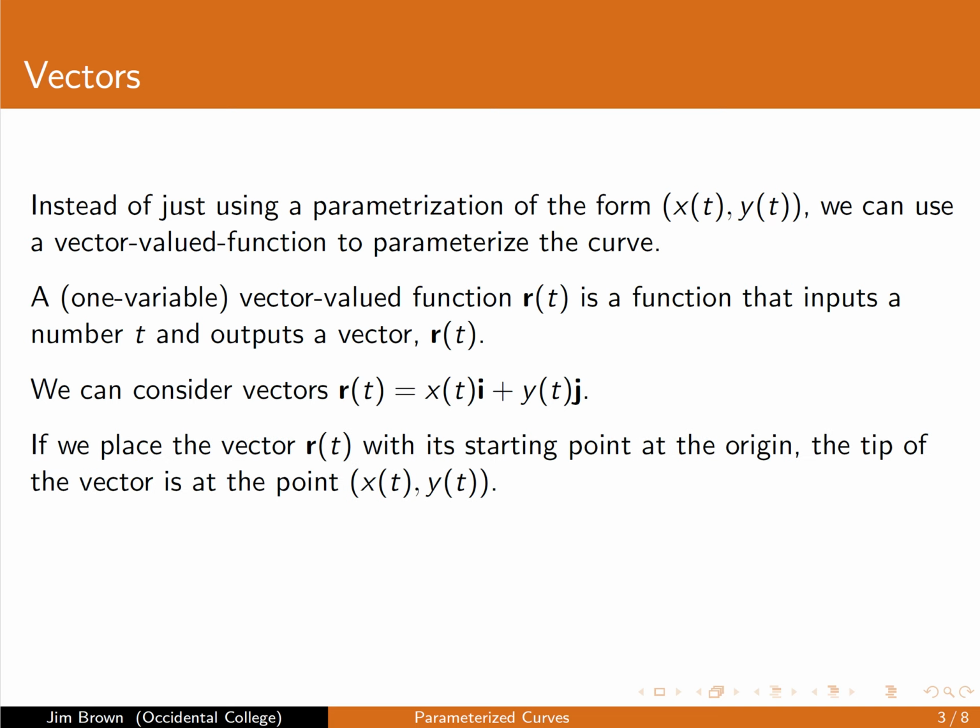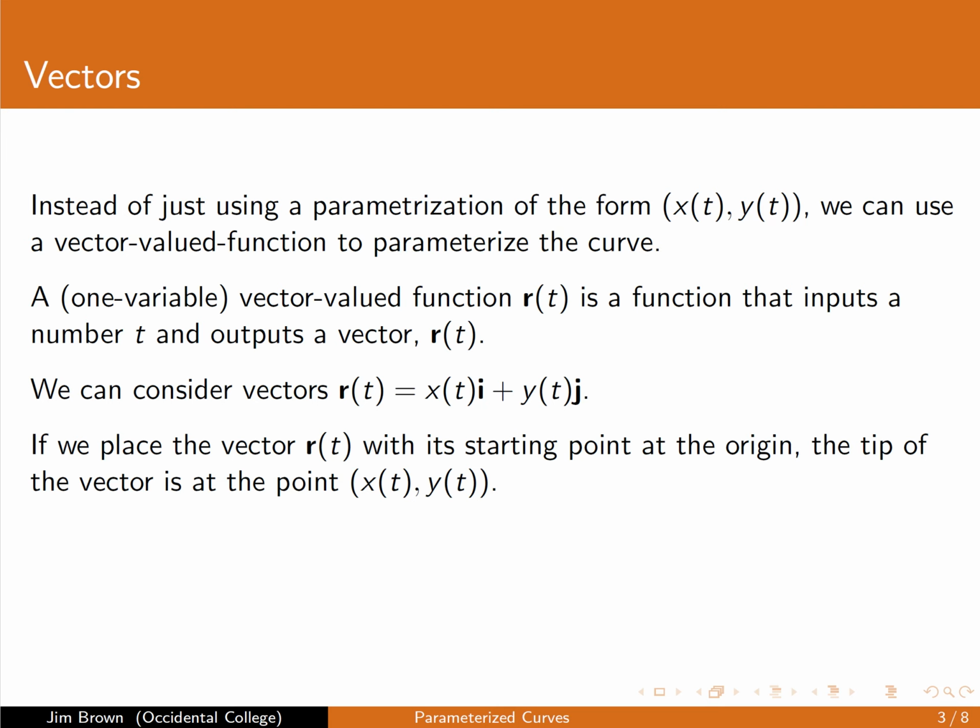So if we take this vector r of t and we put its starting point at the origin, well, then the tip of the vector will be at the point x of t, y of t. So this r of t, if we think of the tips of the vector, are going along our curve that we parameterized up here. So we can kind of think of this vector r of t as tracing out the curve as we change the values of t.